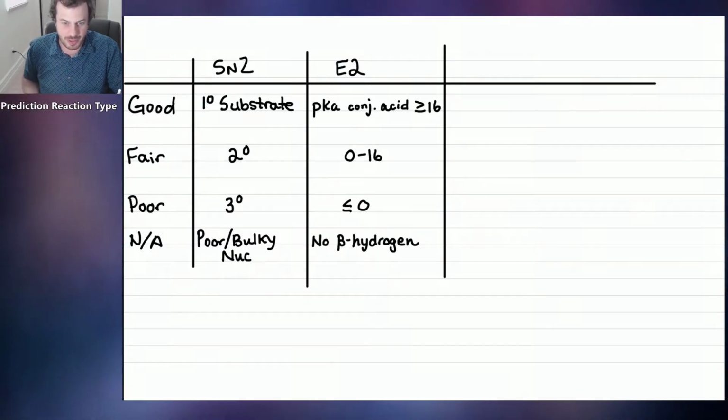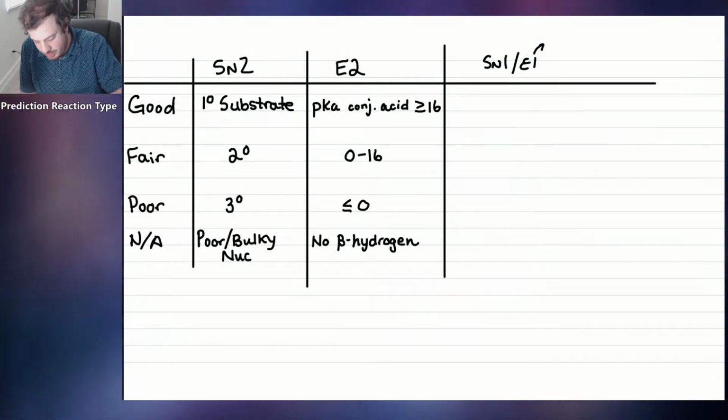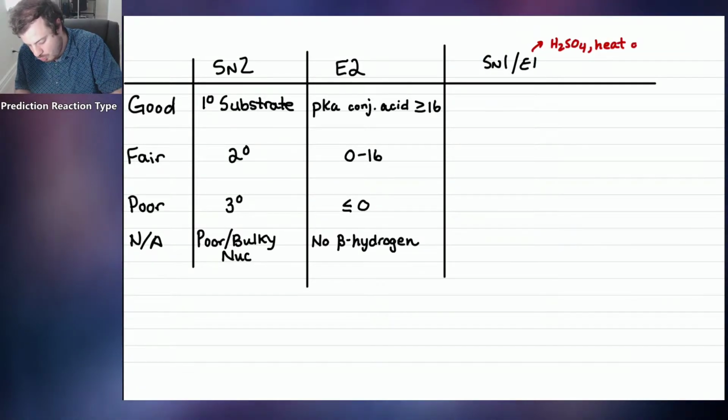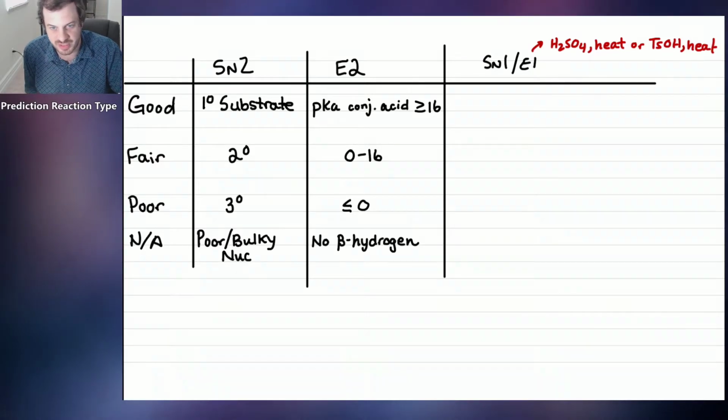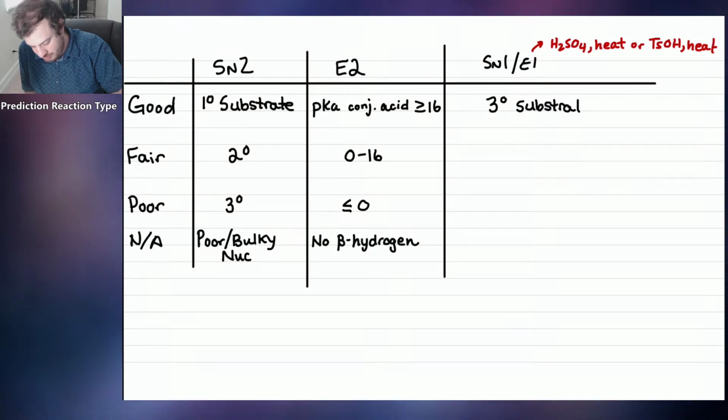Okay, now here's the part you've all been waiting for, a new column. And actually SN1 and E1 are going to share this same column. And the reason is that with E1, you can always tell when it's going to be E1. It's easy to tell because you're looking for H2SO4 and heat, or TsOH (tosic acid) and heat. So those are the two conditions that force E1. You're never going to see an E1 reaction without those conditions. So you don't really need the table for that. So really this column is for SN1. The SN1 column is actually the opposite of the SN2 column. So tertiary substrate is good. Secondary, fair, and primary is poor.